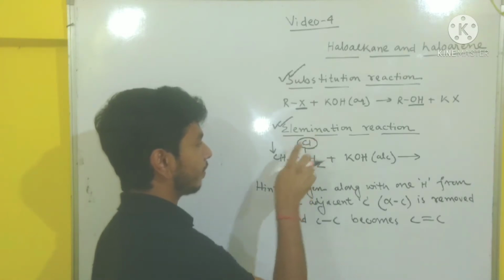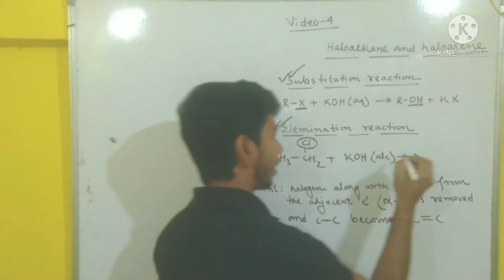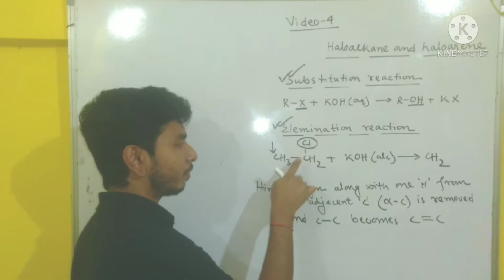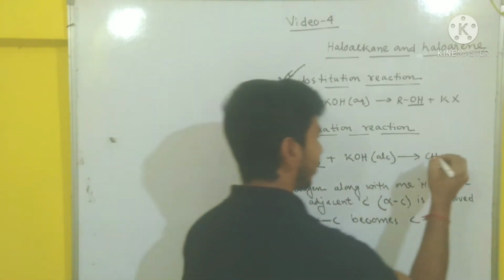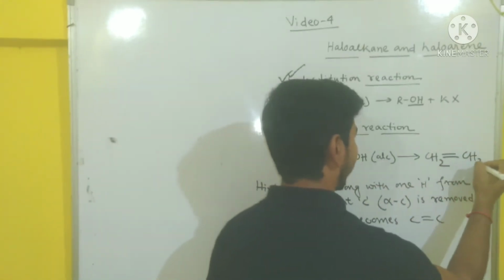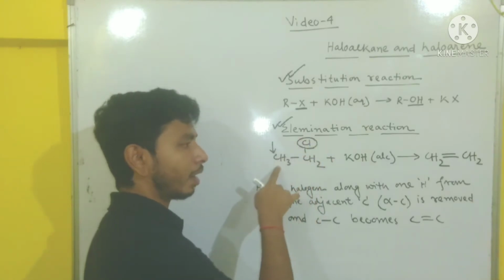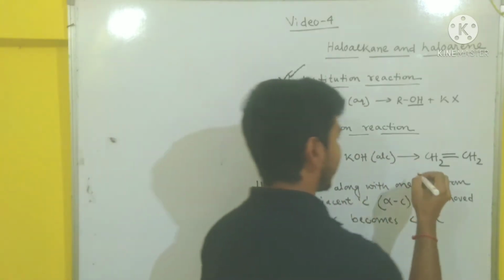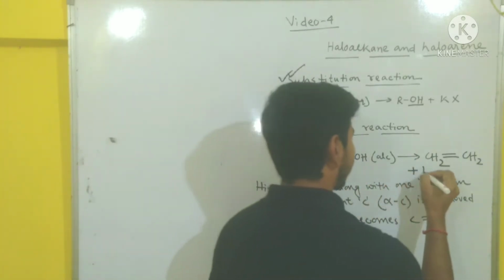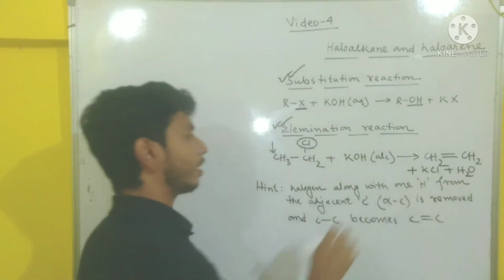This halogen is removed and there are three hydrogens. So one hydrogen is removed, so it becomes CH2. The carbon-carbon single bond becomes a carbon-carbon double bond. So it becomes CH2 double bond CH2, and this halogen and one hydrogen are removed. The side products are KCl plus H2O.